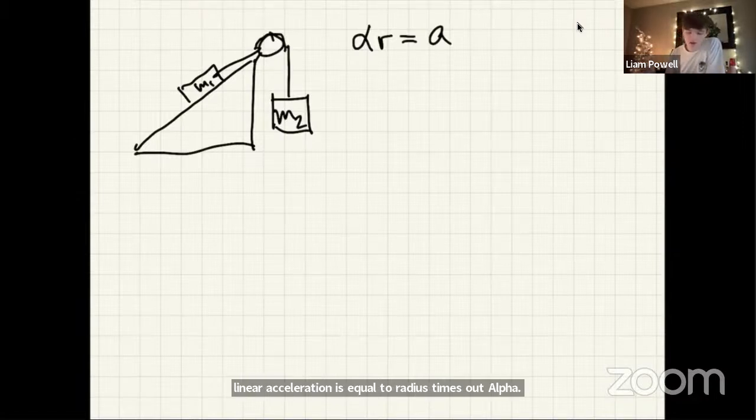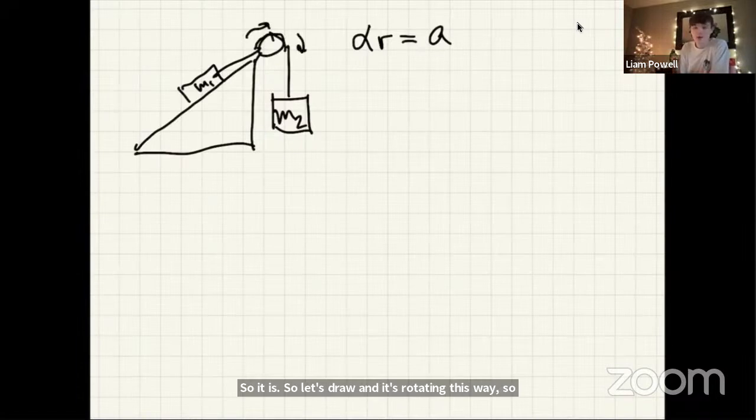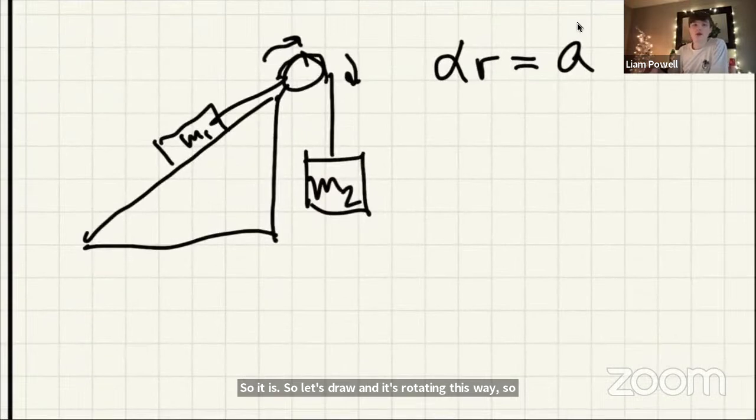So let's draw, and it's rotating this way. When you look at your screen and it's rotating this way, it points into your screen. So it's going to be negative because it is clockwise.